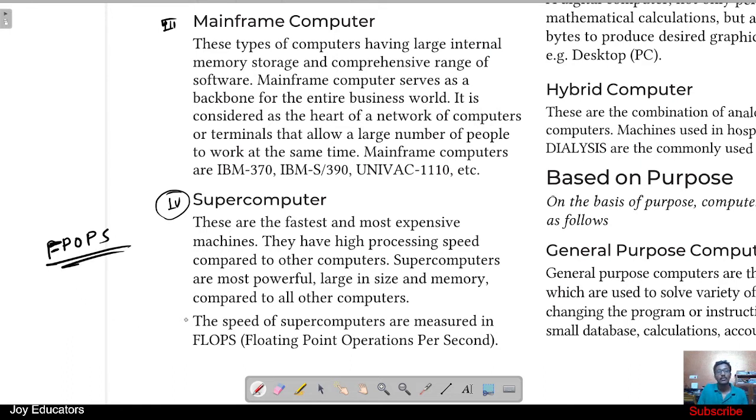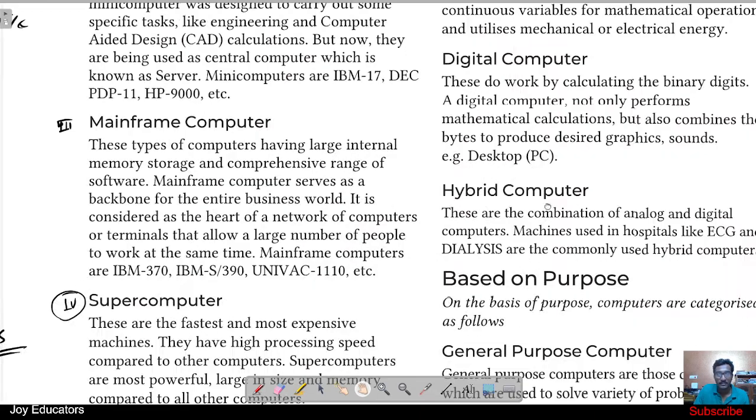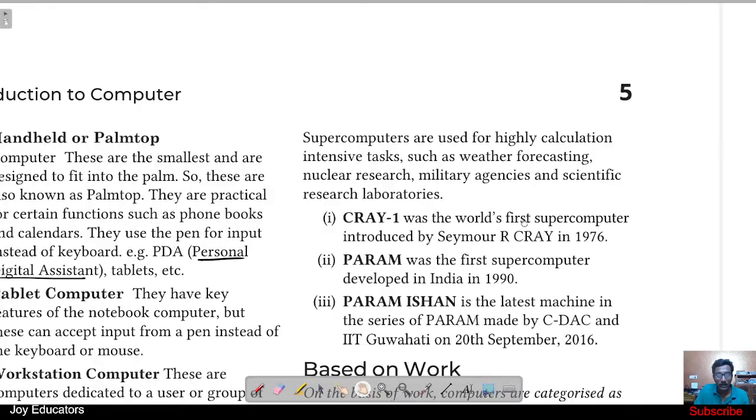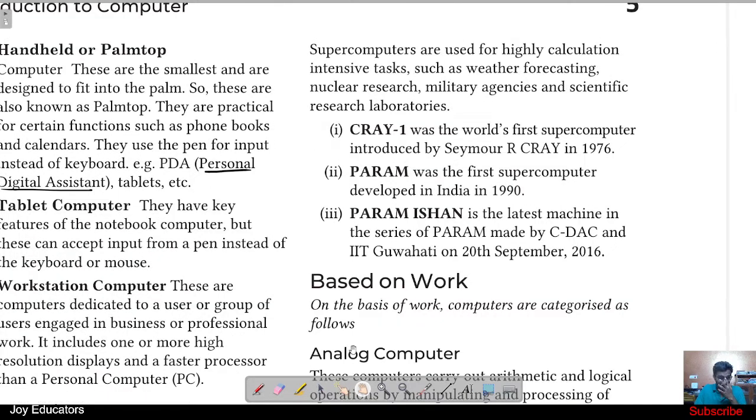Okay, so floating point operations, so it has a very good operating system. We learned very good things about all this stuff. In supercomputers there is something called Cray 1. There are three different supercomputers: Cray 1, Param, Param Ishan. Yeah, it's like your name, right? So what are the three names of the supercomputers?